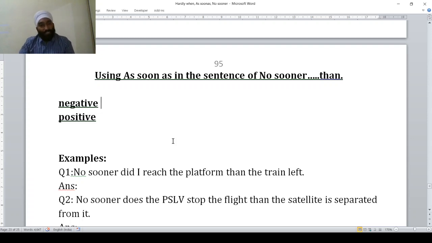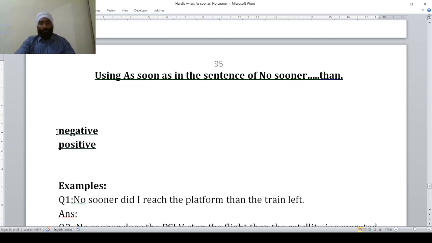You have seen the videos of as soon as and no sooner than, how to use them, what the structures are. Now let us see how to use as soon as in the sentence of no sooner than. You know that no sooner than has a negative sense and as soon as has a positive sense. Also, the structures of both the sentences are different.